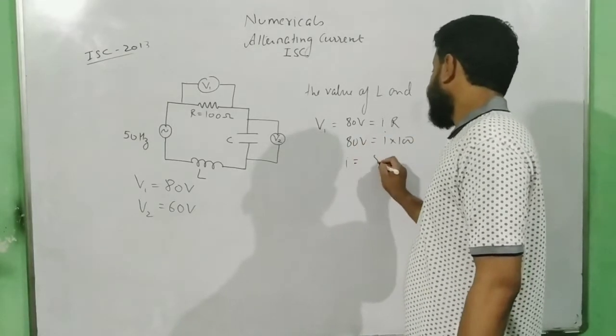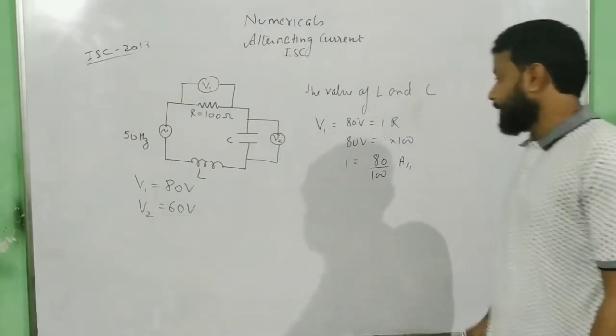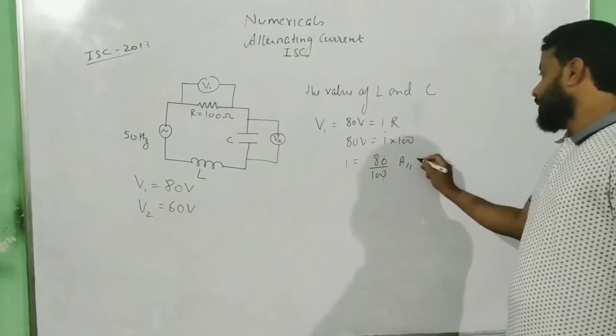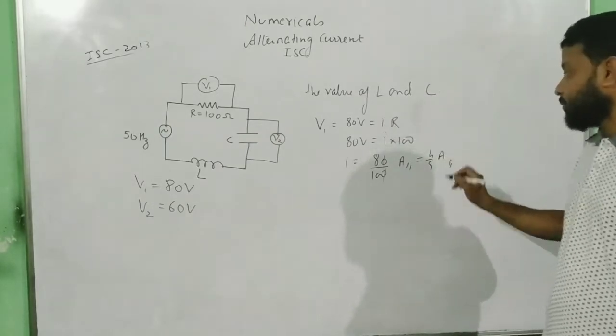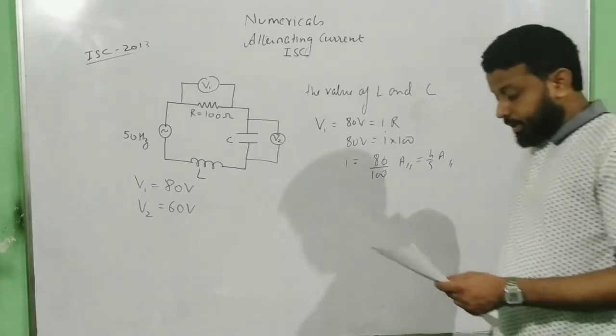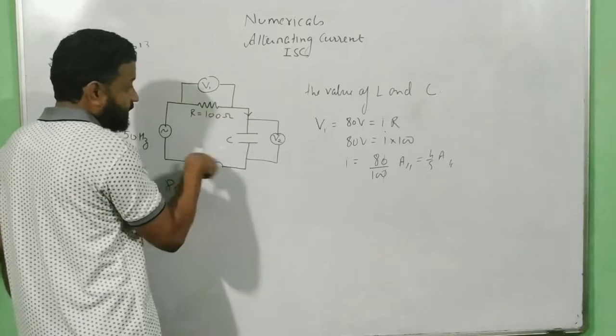So what is your I? I will be equal to 80 by 100. So I know the value of current. That is 80 by 100. You can simplify this, and that will be equal to 4 by 5. That is equal to 1.25. Okay. Now the same current will flow through this also. The same current will flow because it's in series.